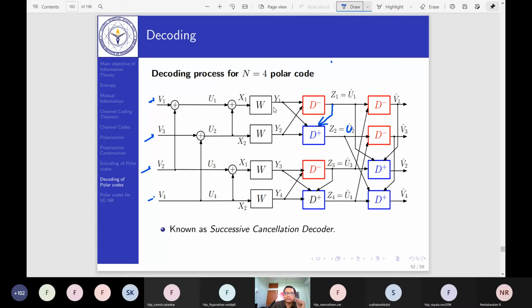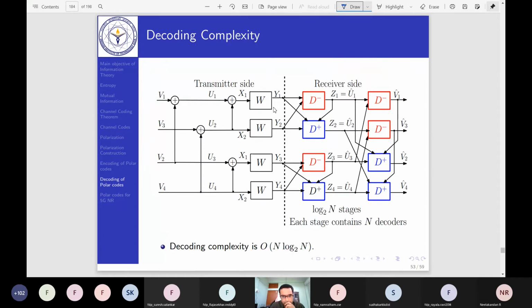Cancellation, because if Y1 is equal to U1 plus U2, then U2 can be obtained by cancelling the effect of U1. That means we know U1, and we cancel the effect of U1 by modulo 2 summing it with Y1. So you try to cancel the effect of the previously decoded bit, and the decoding complexity is also in the order of n log n. It can be proven quite easily.